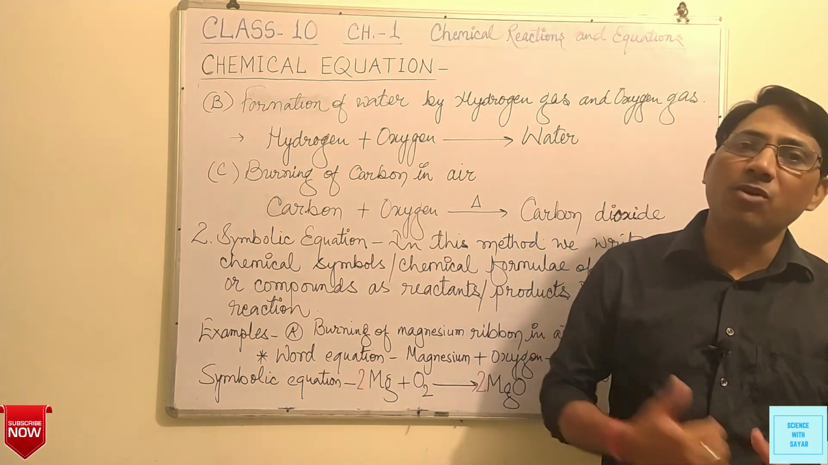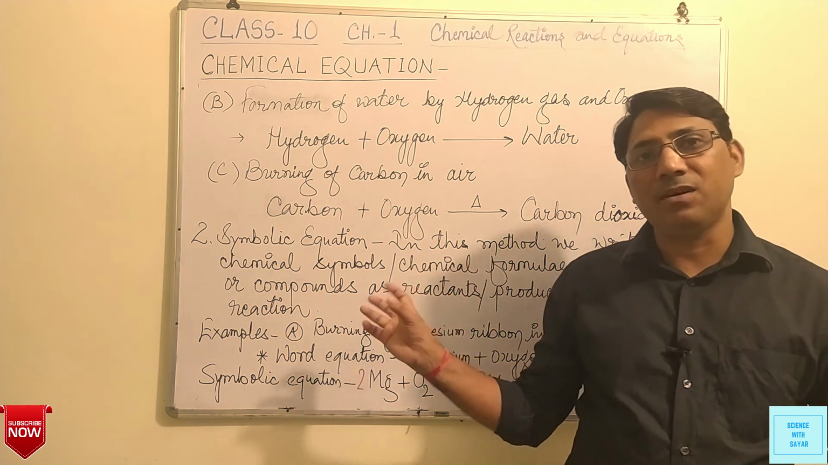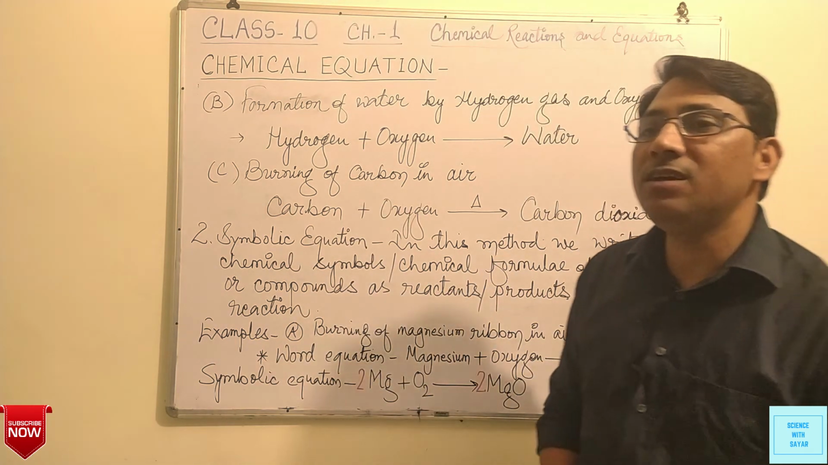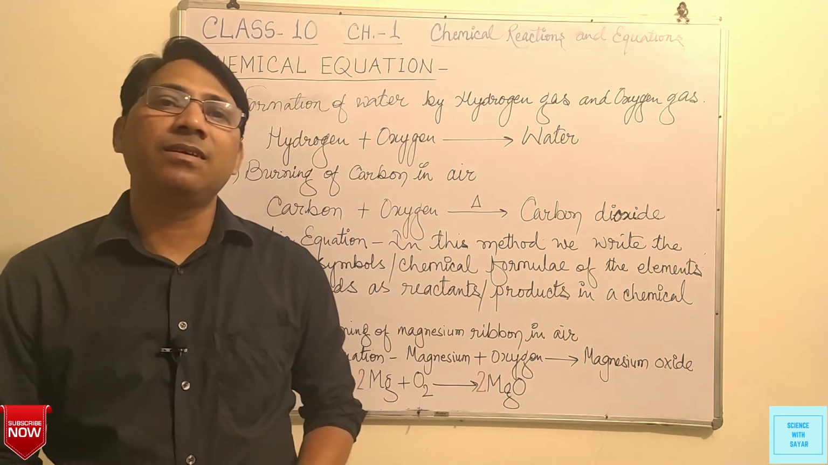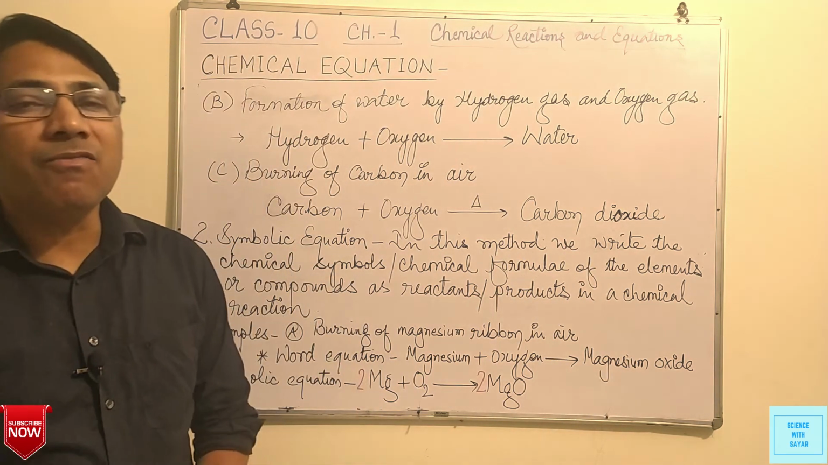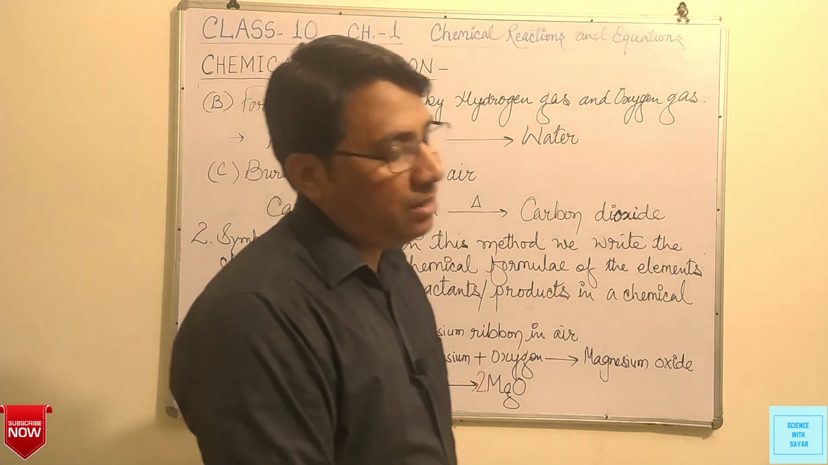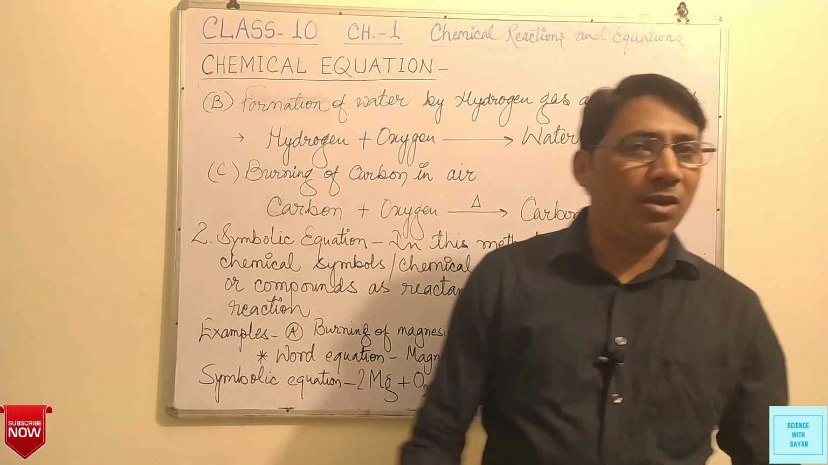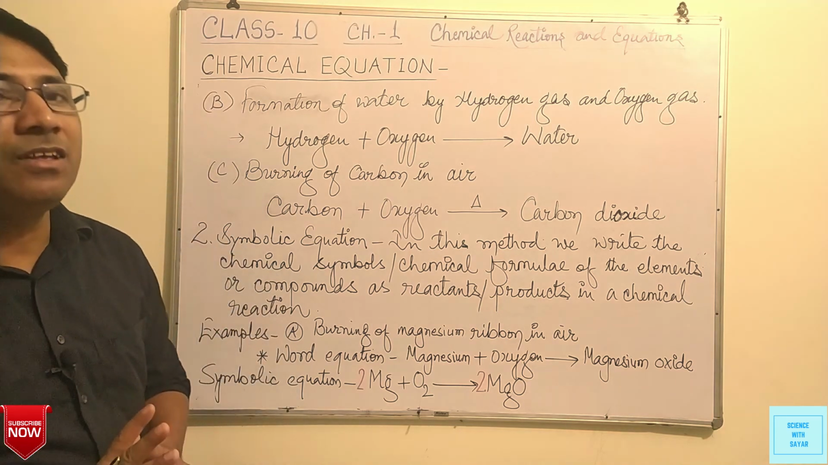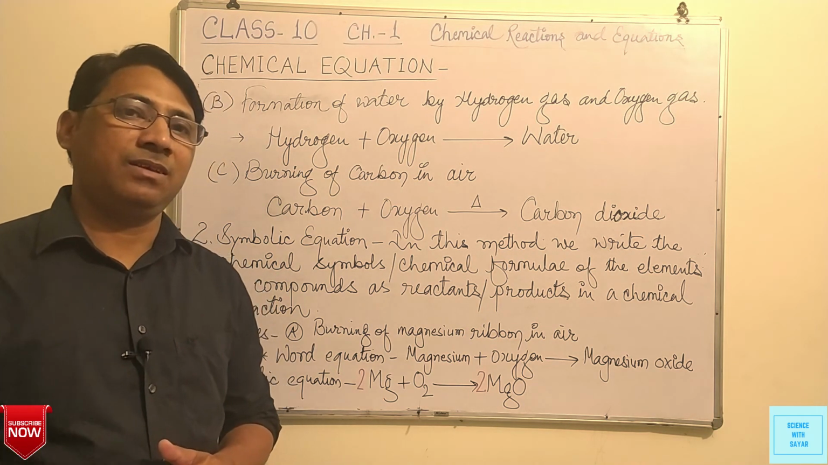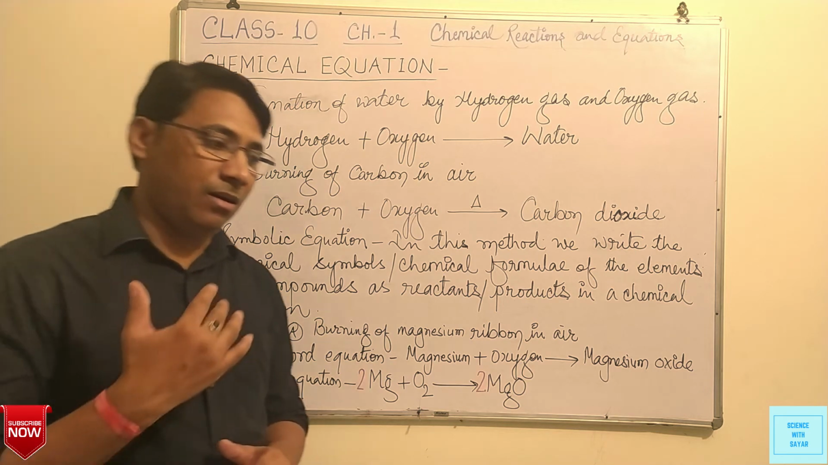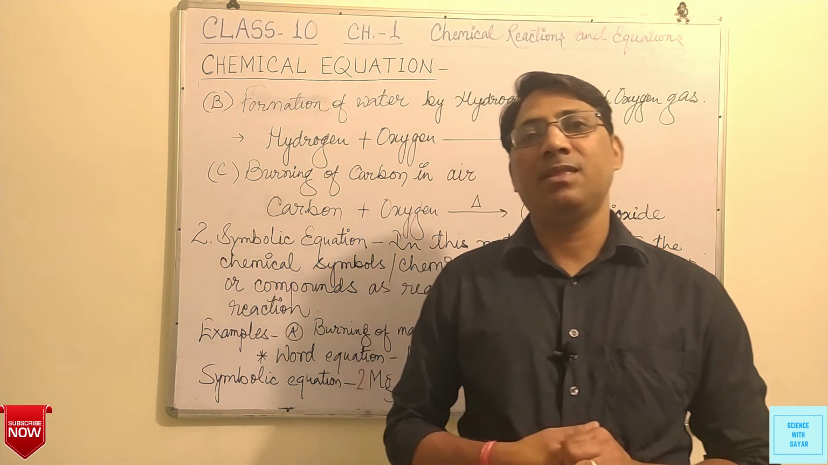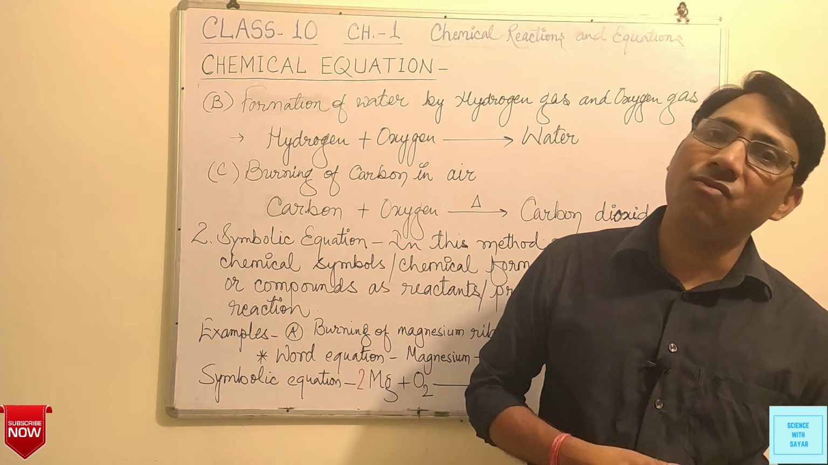of the reactants and products, and in this type of equation, the symbolic equation, we use the symbols and chemical formulae of the reactants and products, and the reactants and products may be elements and compounds. So if they are elements, we write their symbols, and if the products or reactants are compounds, in that case we write their chemical formulae.